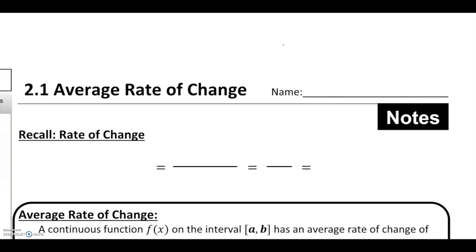Welcome to this new unit, and the first section of this unit is titled Average Rate of Change. But before we get onto that, what I would like you to do is think back to what you've already done.